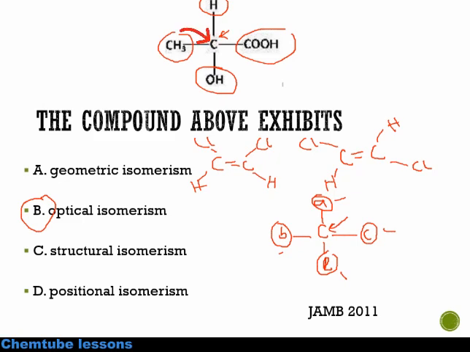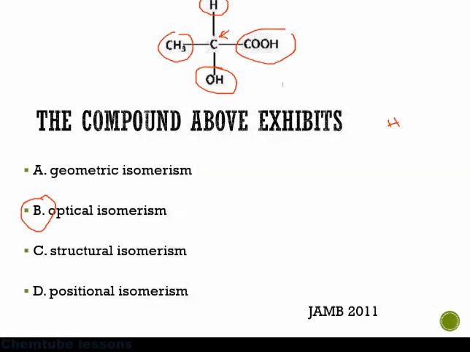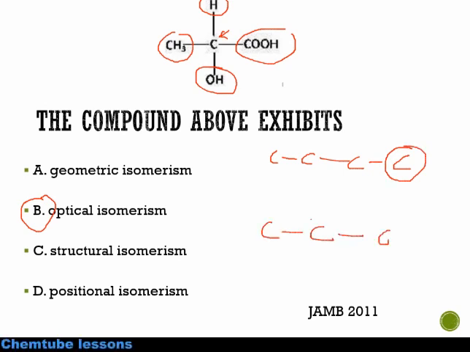Now, why structural isomerism? It occurs majorly in compounds that are alkanes. For example, let's take a look at this. You have this, this is butane. If I want to make a structural isomer of this compound, what I will simply do is take one of these carbons and make it a branched chain. So I'm going to have something like this. So these are structural isomers.